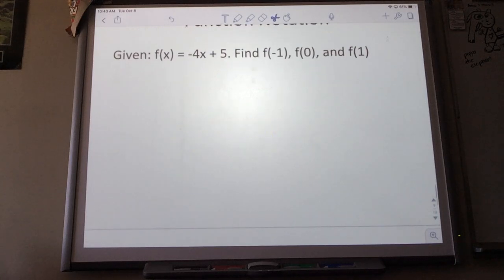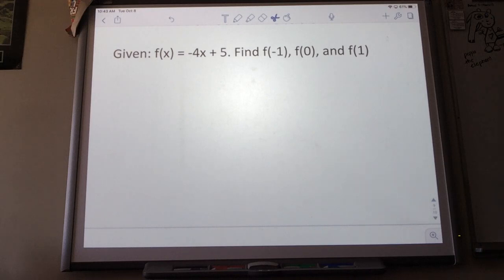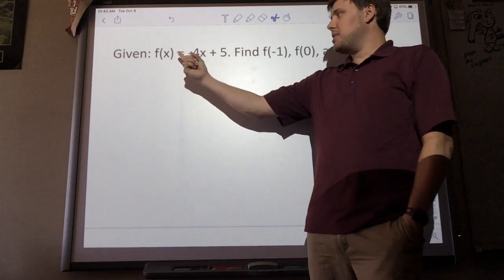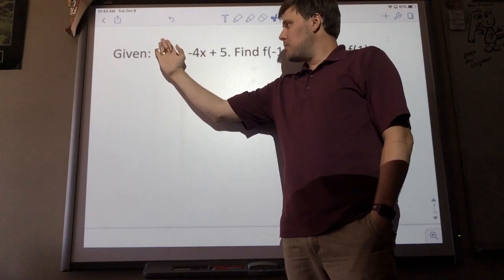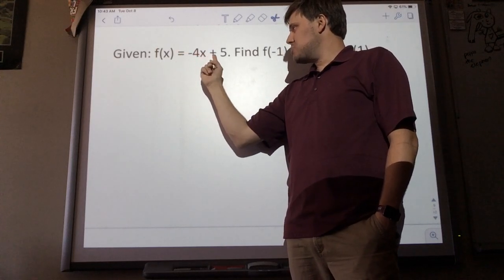Okay, last thing from the day. We're almost done. We're almost there. Last thing for today is something called function notation. Function notation is the same thing as y equals mx plus b, but instead of writing a y, we write this thing called f of x. So you can see that that's y equals mx plus b.